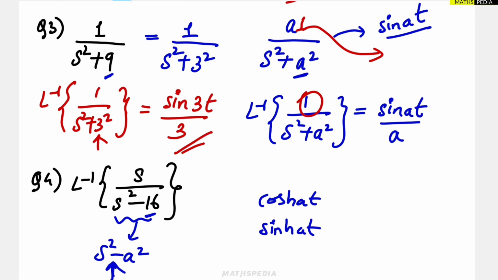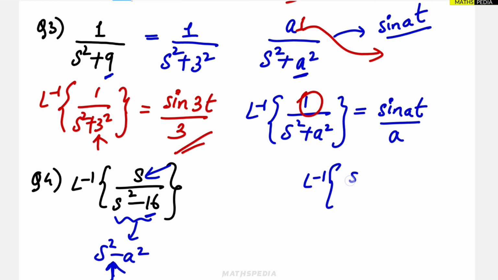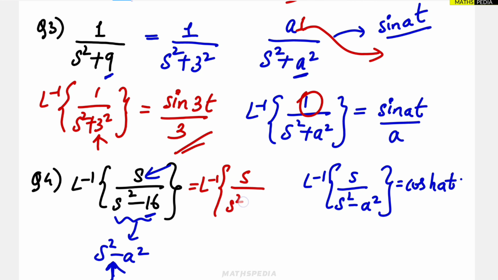Now whenever the numerator is s, as it is here, that means you have to take cosh. Remember like that: if s is there, take cosh. So the direct formula is Laplace inverse of s divided by s square minus a square equals cosh at, a hyperbolic function. Here, what is the value of a? This question can be rewritten as Laplace inverse of s divided by s square minus 16, which can be written as 4 square. So the final answer will be cosh 4t.